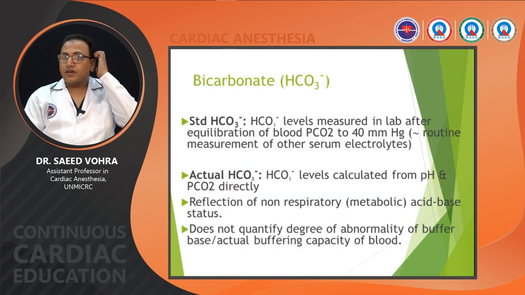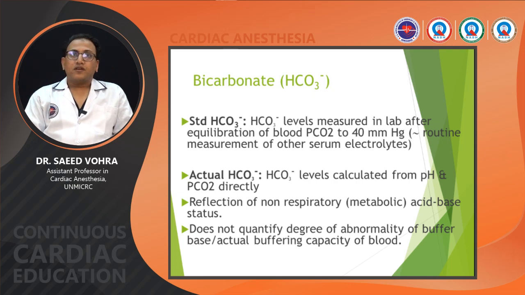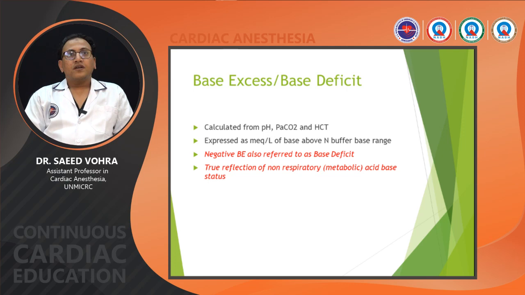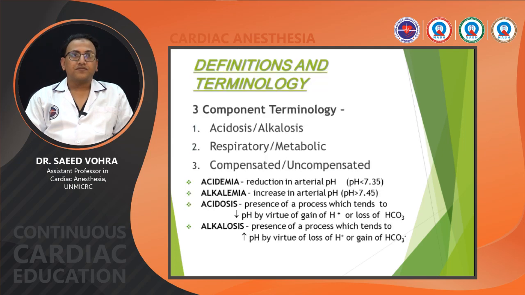Bicarbonate. The standard bicarbonate level is measured in the lab after equilibration of blood CO2 to 40 mmHg, and actual bicarbonate levels are calculated from pH and CO2 directly. It is a reflection of the non-respiratory, that is the metabolic, component of acid-base status. Base excess is calculated from pH, CO2 and hematocrit. It is expressed as milliequivalent per liter of base above the normal buffer base range. Negative base excess is also referred to as base deficit. It is a true reflection of the metabolic component of acid-base status.